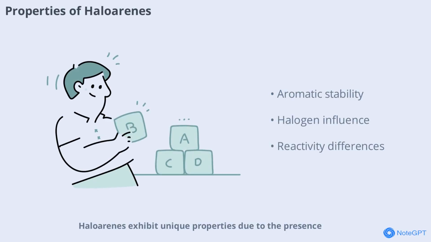Haloarenes exhibit unique properties due to the presence of both the aromatic ring and the halogen atom. They are generally less reactive than alkyl halides in nucleophilic substitution reactions, but more reactive in electrophilic aromatic substitution.